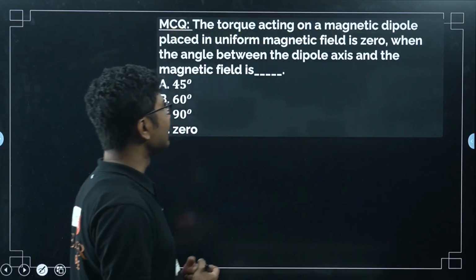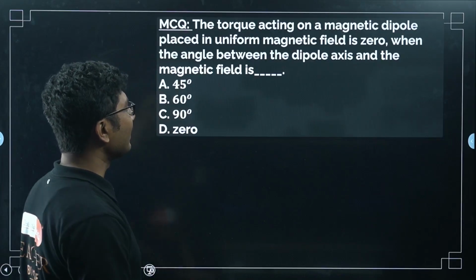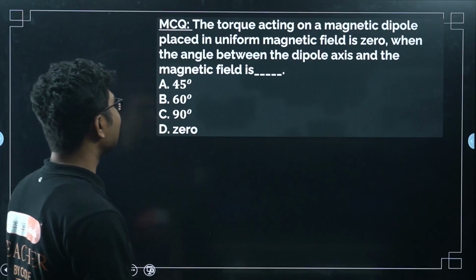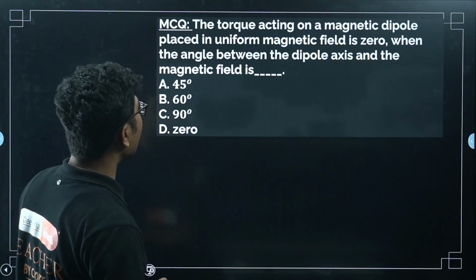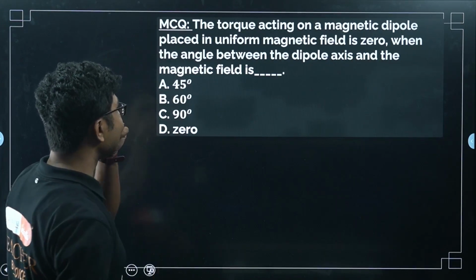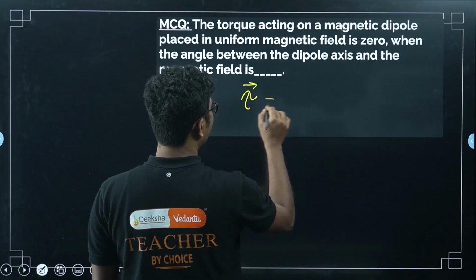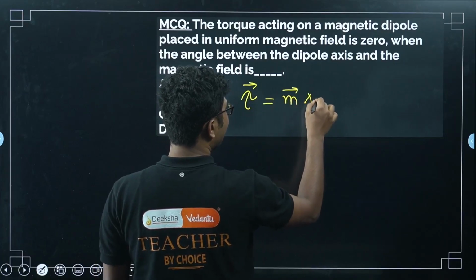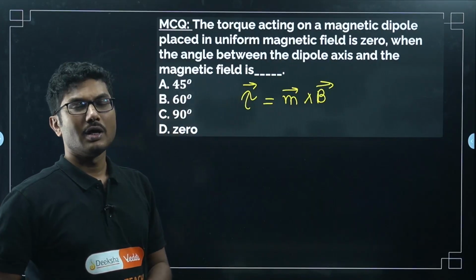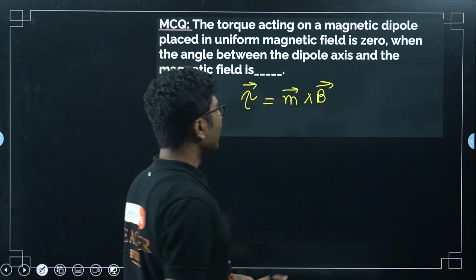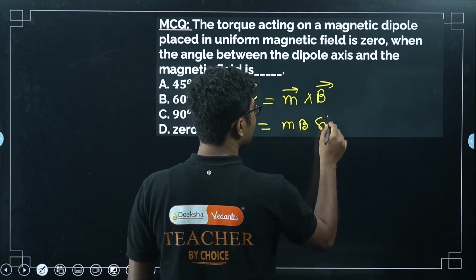So let us understand this question. The torque acting on a magnetic dipole placed in a uniform magnetic field is 0 when the angle between the dipole axis and the magnetic field is. So this is related to dipole, not directly related to galvanometer. What is the value of torque? M cross B. Remember that it is similar to P cross E. Instead of P it is M, instead of E it is B. If we only consider the scalar value, it is MB sin theta, obviously.